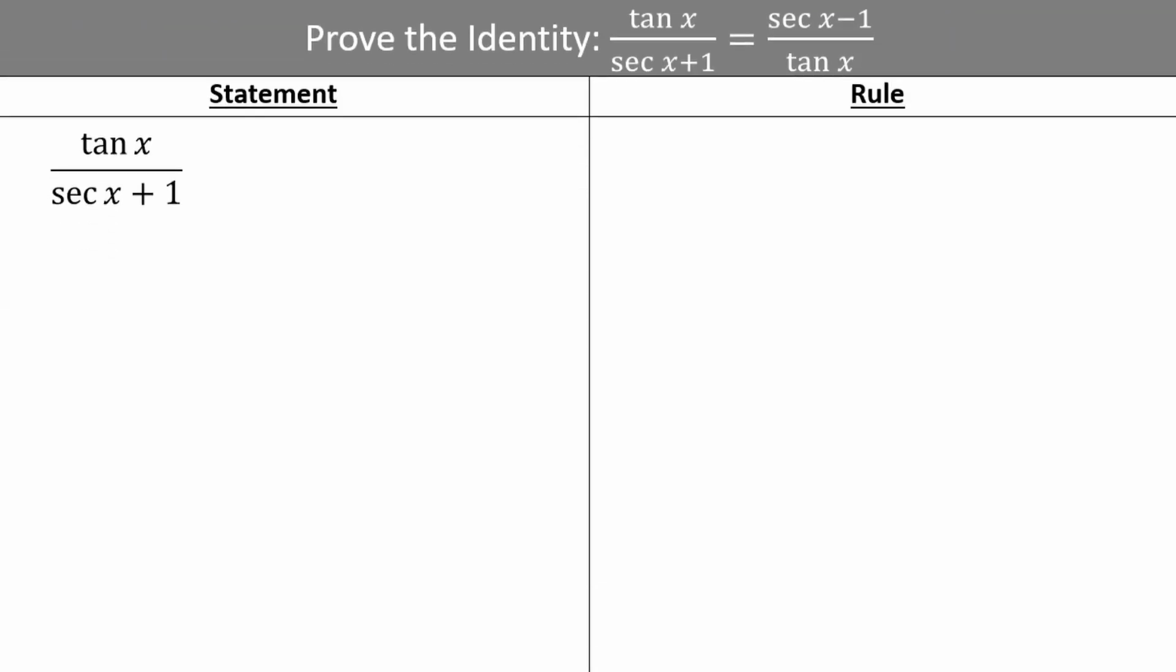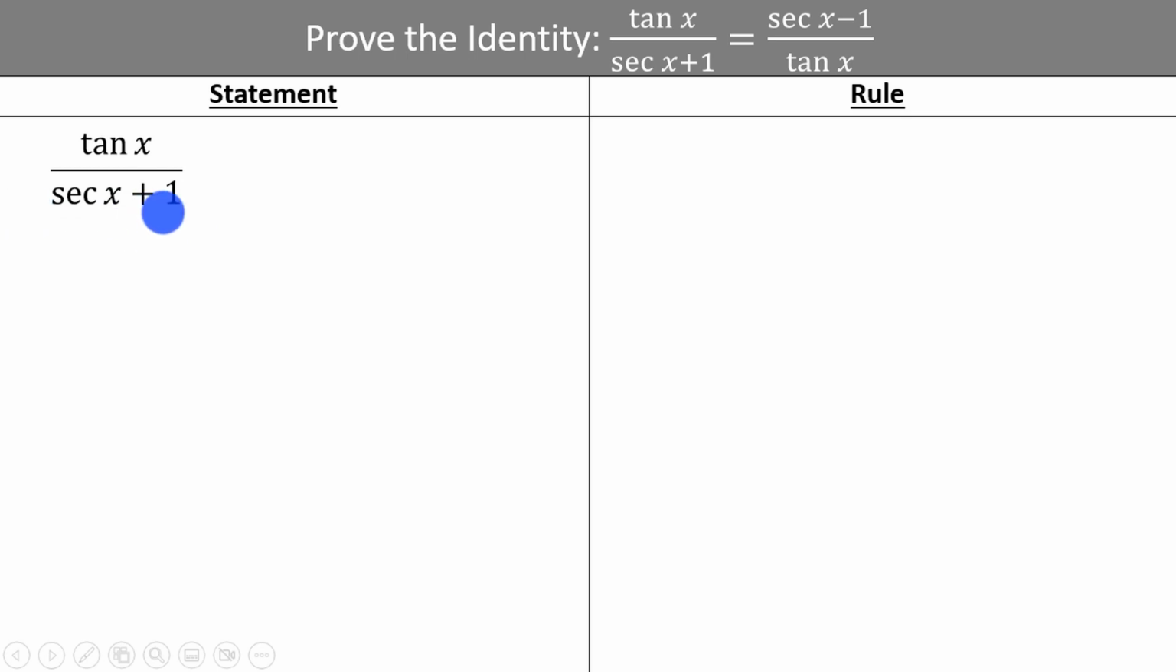Okay, let's look at one final proof. We are asked to prove that tangent of x divided by secant of x plus 1 is equal to secant of x minus 1 divided by tangent of x. We have two terms in our denominator, and one of the most common things that we would do when we have two terms in our denominator is to multiply by the conjugate.